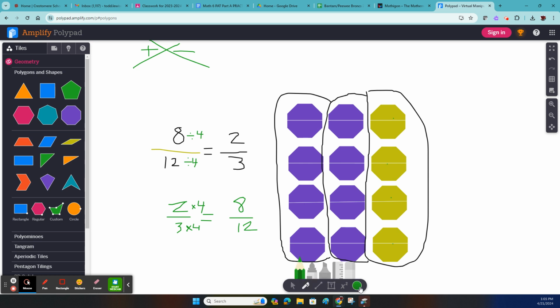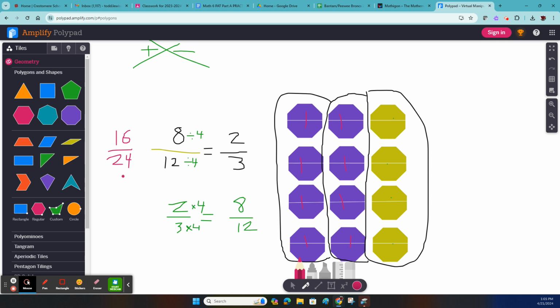Well, how many half octagons do I actually have? Well, 1, 2, 3, 4, 5, 6, 7, 8, 9, 10, 11, 12, 13, 14, 15, 16, 17, 18, 20, 22, 24. I've got a total of 24 half octagons. And how many of them are purple? 2, 4, 6, 8, 10, 12, 14, 16. So I would say I've got 16/24. Okay, 16 out of 24 or 16/24.